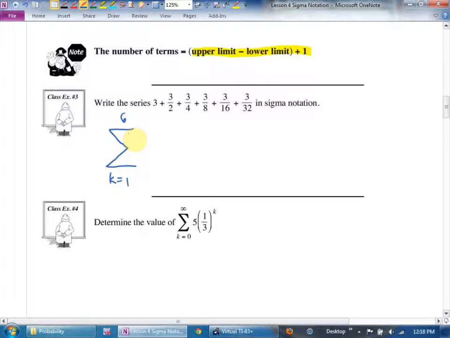If I have a choice, Vitaly, I like to start at 1, although you could start with any number you wanted to. You just get a different equation inside the sigma than I did. Take a look at this sequence, though. This is a special sequence. This is geometric. What's R?